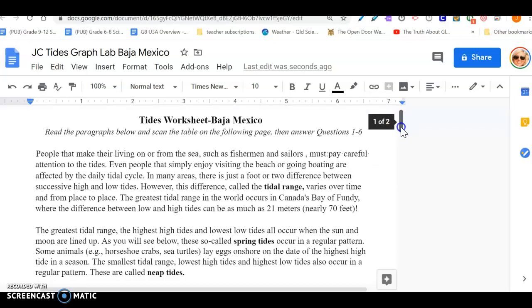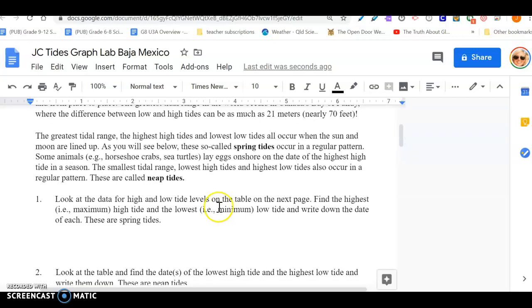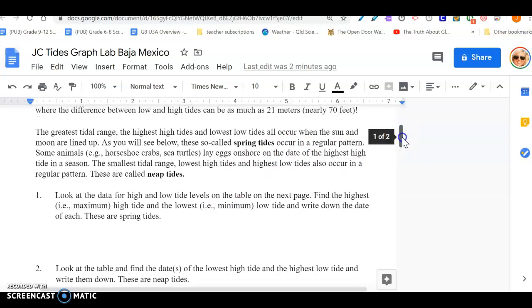The greatest tidal range, this is the next paragraph: the highest tides and lowest tides all occur when the sun and moon are lined up. As you will see below, these so-called spring tides occur in a regular pattern. Some animals, horseshoe crabs and sea turtles for example, lay eggs on shore on the date of the highest high tide in a season. The smallest tidal range, lowest high tides, and the highest low tides also occur in a regular pattern. These are called neap tides. So that's a little bit of background information for you.